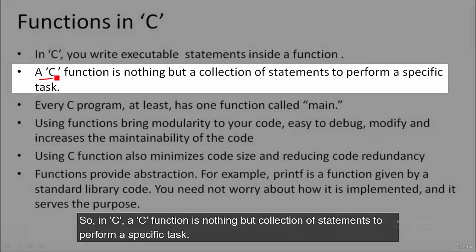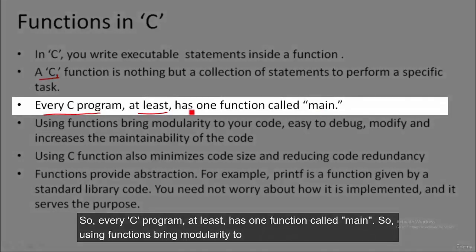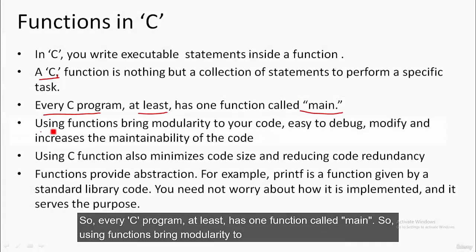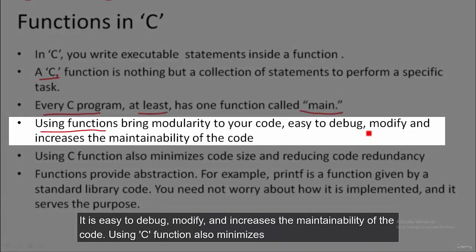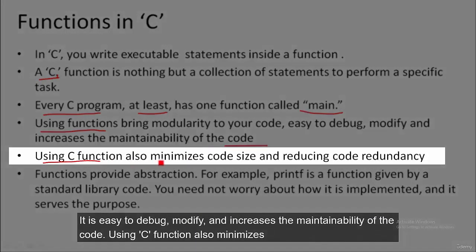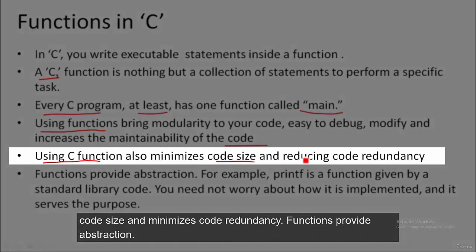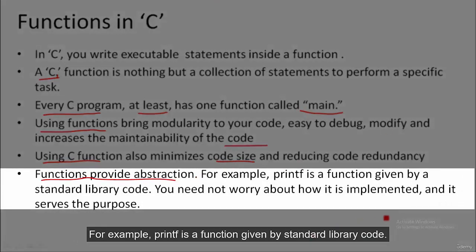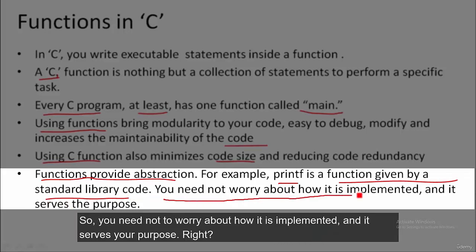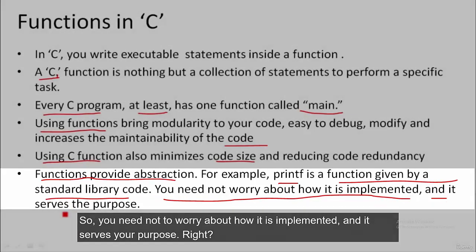So in C, a function is nothing but a collection of statements to perform a specific task. Every C program has at least one function called main. Using functions brings modularity to your code. It is easy to debug, modify, and increases the maintainability of the code. Using functions also minimizes code size and code redundancy. Functions provide abstraction. For example, printf is a function given by the standard library. You need not worry about how it is implemented and it serves your purpose, right?